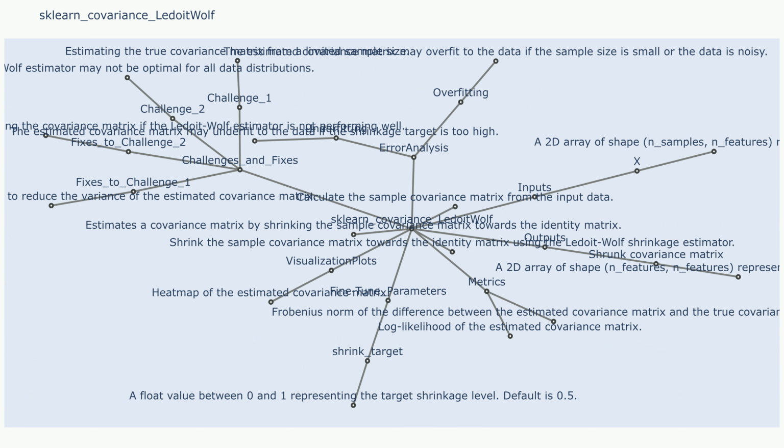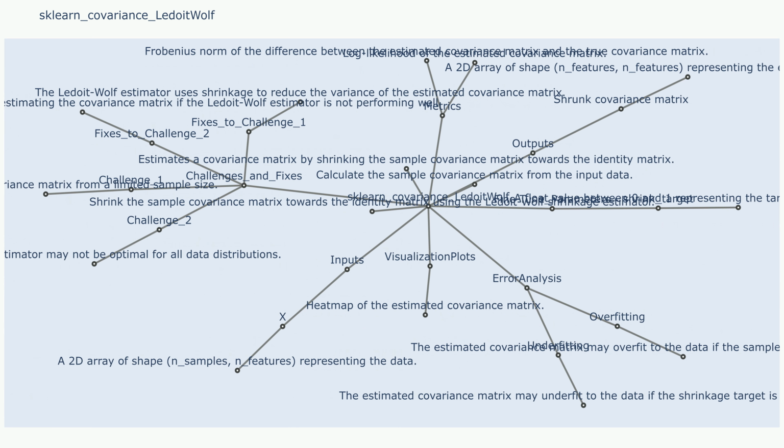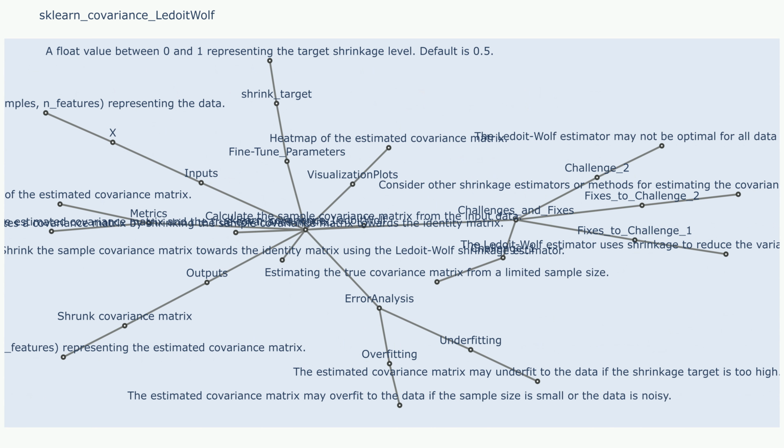Challenge 1. High dimensionality with a limited number of samples. This can lead to an unstable sample covariance matrix, potentially resulting in poor estimation. Sample use case that resulted in challenge 1. Imagine analyzing a dataset with thousands of features and only a few hundred samples. Fixes to challenge 1. The Ledoit-Wolf estimator specifically addresses this challenge by shrinking the sample covariance matrix towards a more stable estimate.